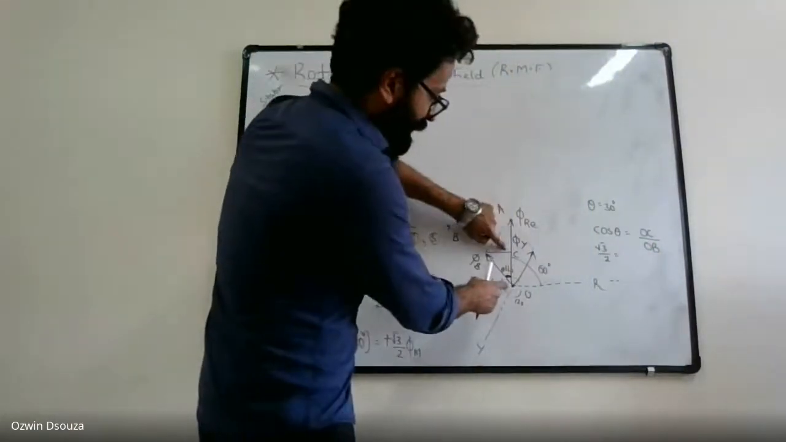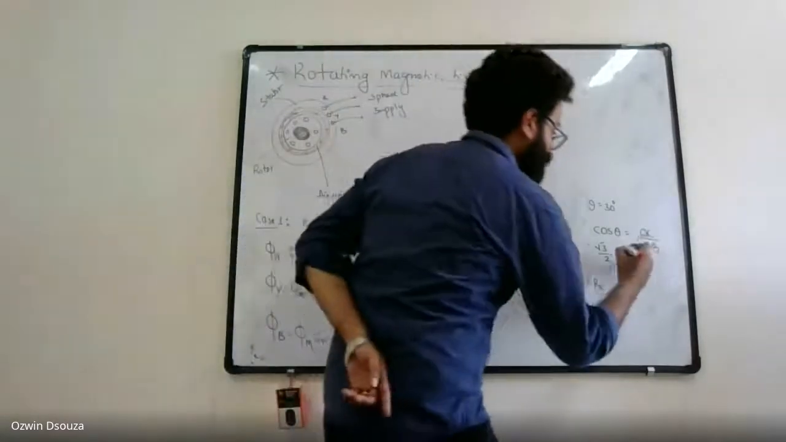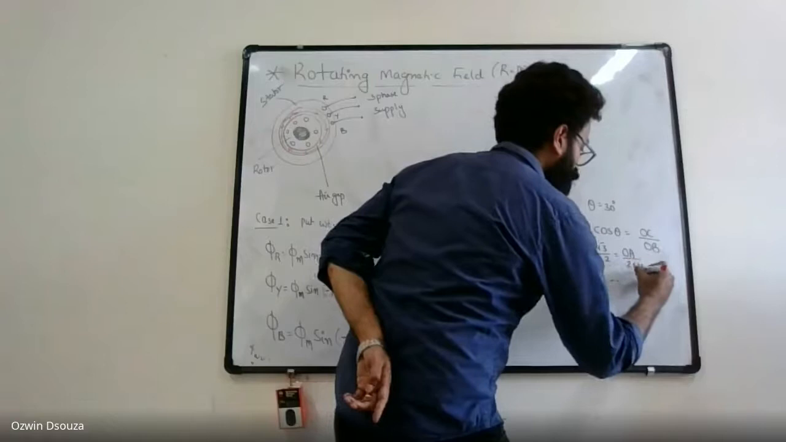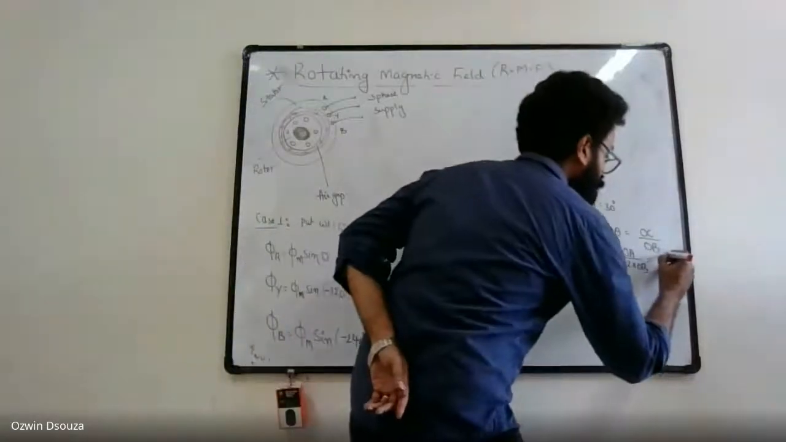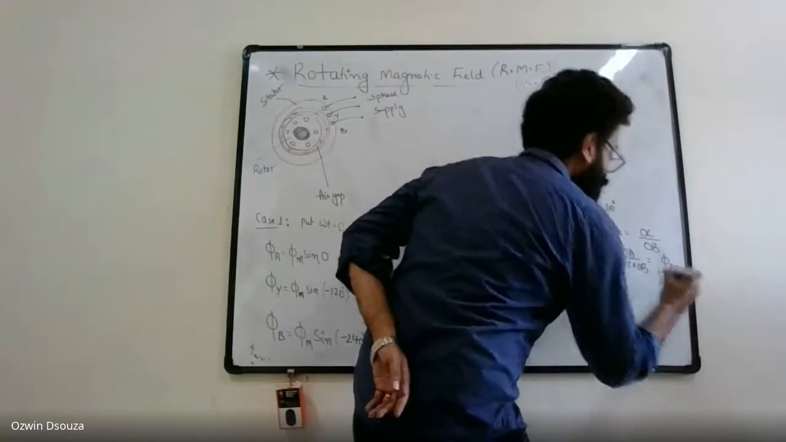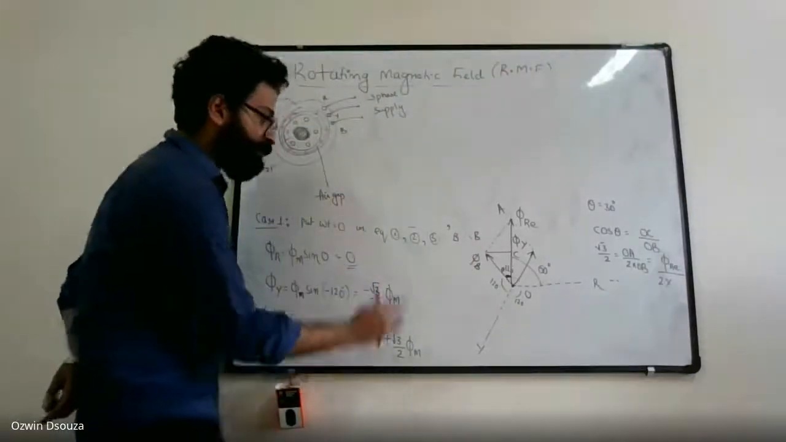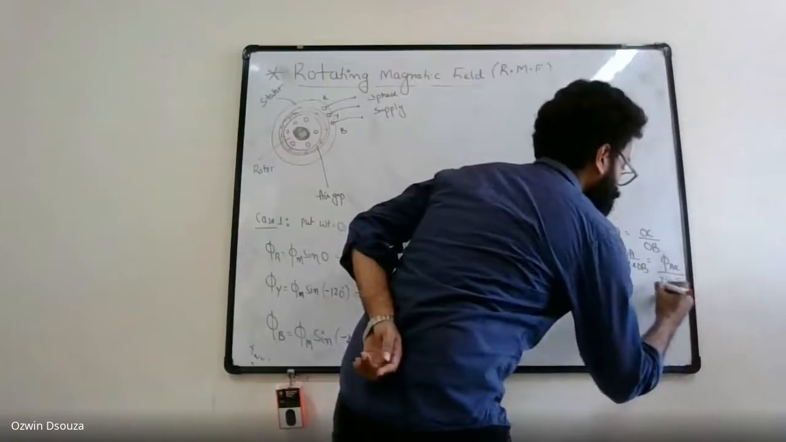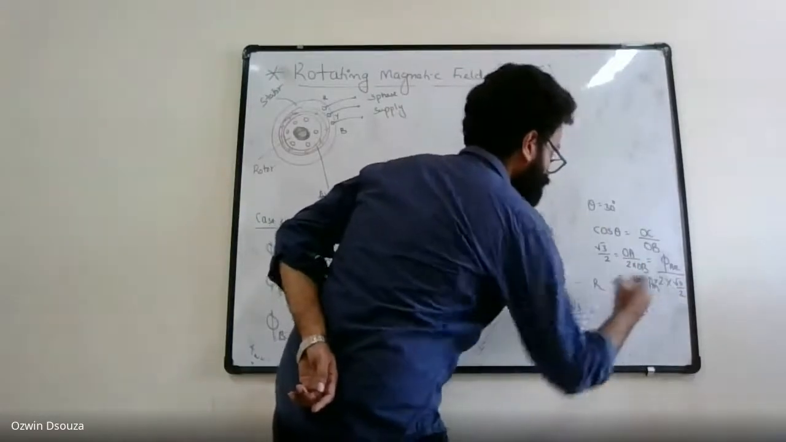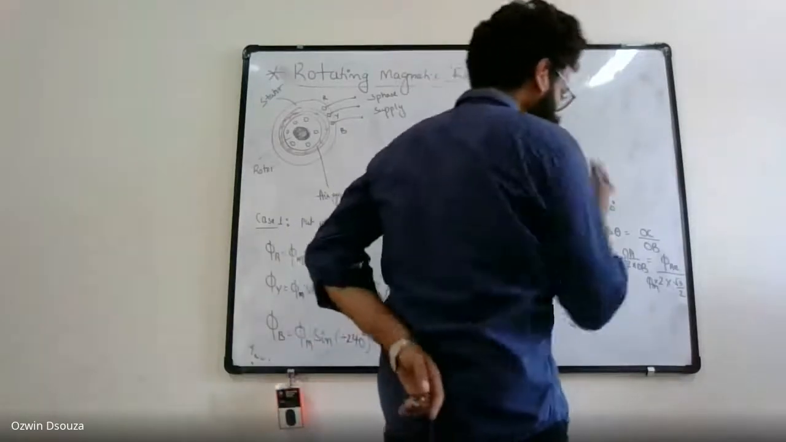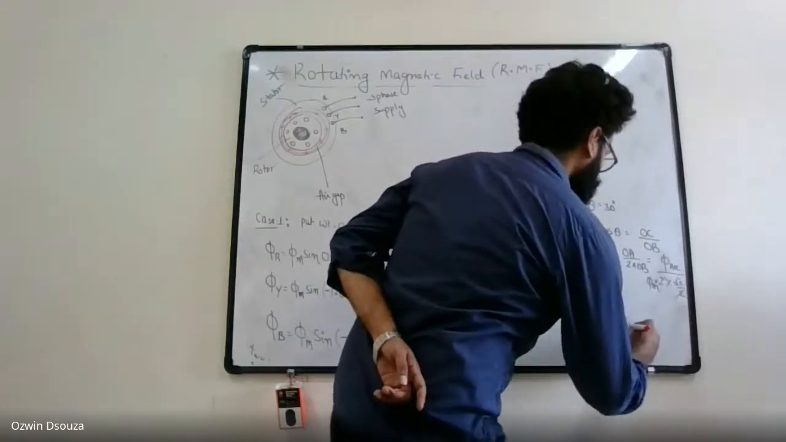So root 3 by 2 is equal to OC. Now OC can be written in terms of the diagonal, right? OC can be written as half of OA, so OC is OA divided by 2 into OB. Now length OA is equal to phi r e divided by 2 into OB. Length OB is equal to what? Phi b. And what is the value of phi b? It is root 3 by 2 phi m. So root 3 by 2 is equal to phi r e divided by phi m into root 3.